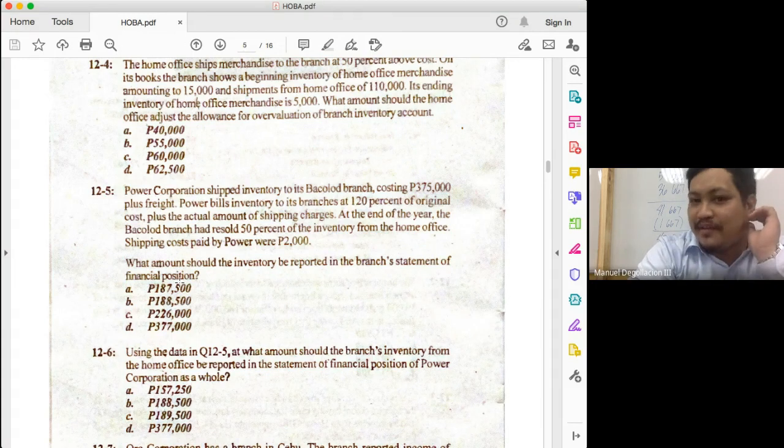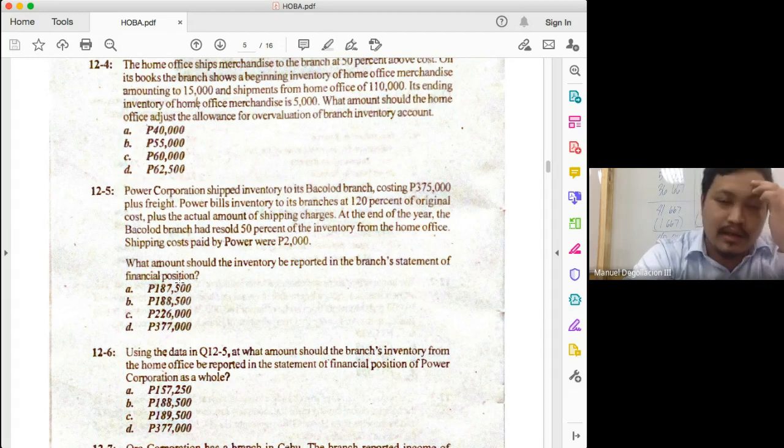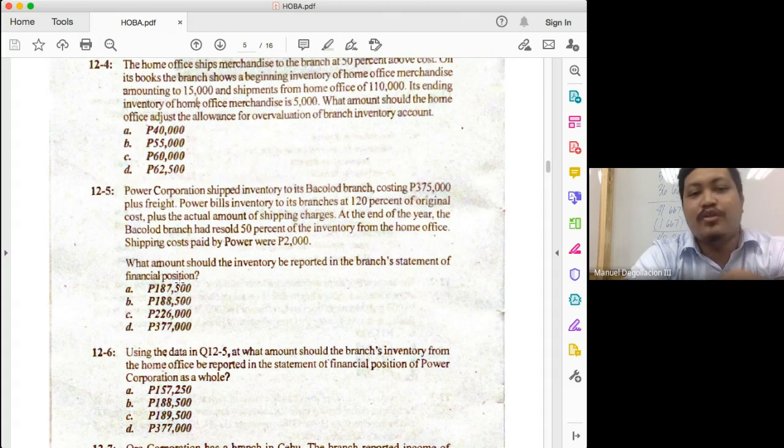450,000. So the billed price of the goods shipped by the home office is 450,000. As far as the branch is concerned, that is the cost of these goods. So what happened to the 450,000? 50% was sold, 50% was unsold. So what portion will form part of your inventory to be reported in your statement of financial position? It would be 50%. But what else do we have to add to the 450,000? Do not forget to add the freight in of 2,000.